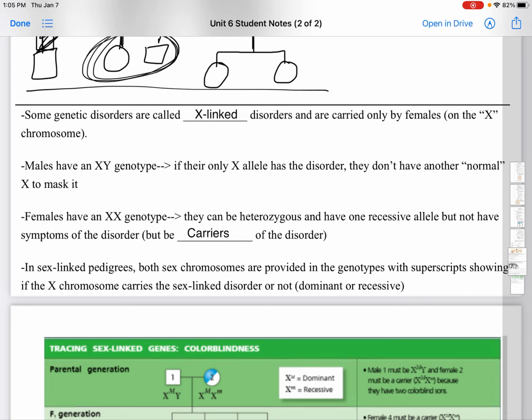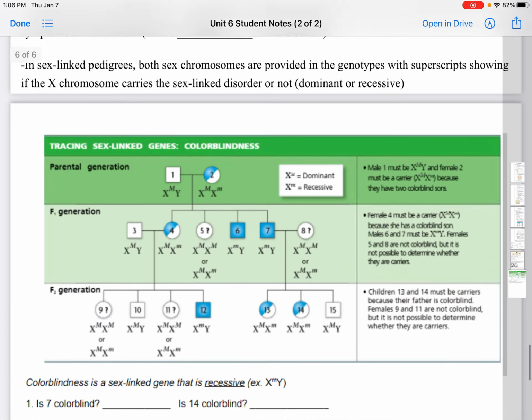Remember that X inactivation that we briefly looked at in our notes. But females, however, have an XX genotype. They can be heterozygous and have one recessive allele but not have symptoms of the disorder, meaning they could be carriers of the disorder, with the potential to pass it on in one of their X chromosomes, but they may not show it because the other X chromosome takes precedence. It inactivates the other one. So, in sex-linked pedigrees, because we can look at disorders that are sex-linked, like color blindness, both chromosomes provide the genotype with superscripts. That means that little number or letter moving up a little bit, showing if the X chromosome carries the disorder or not.